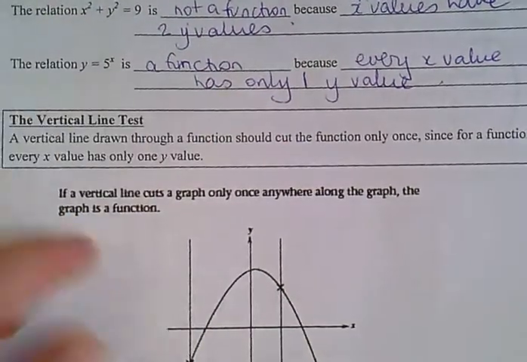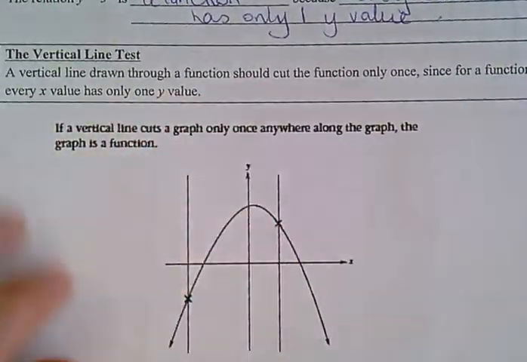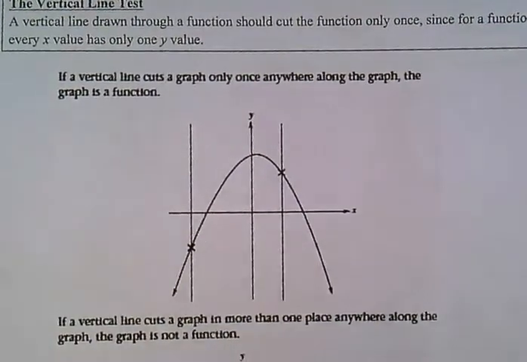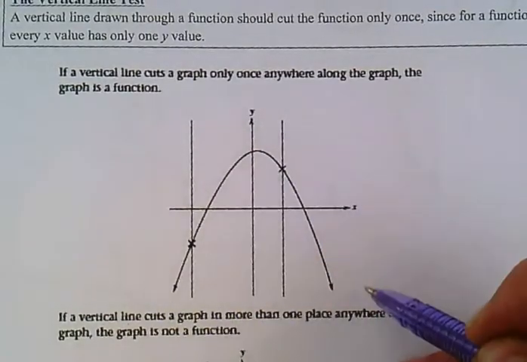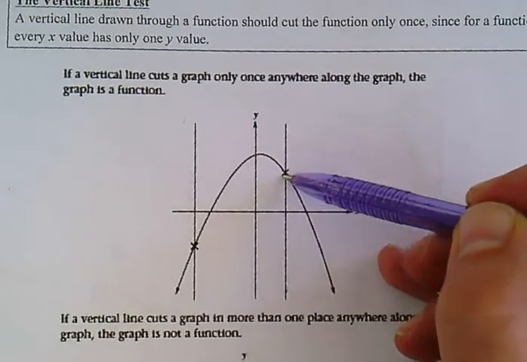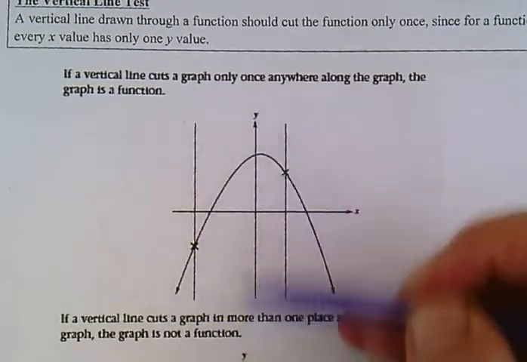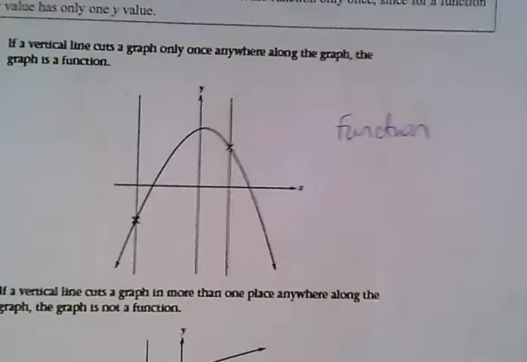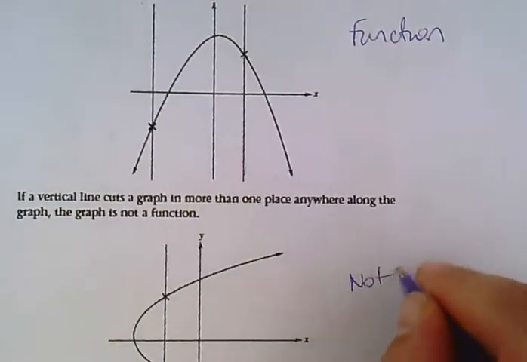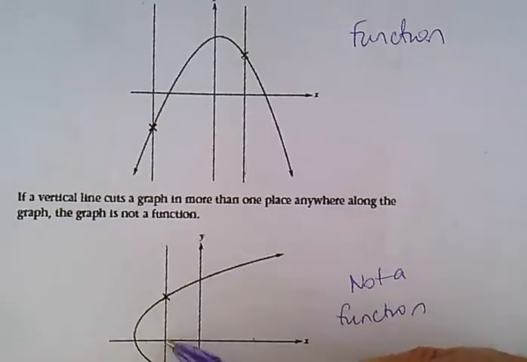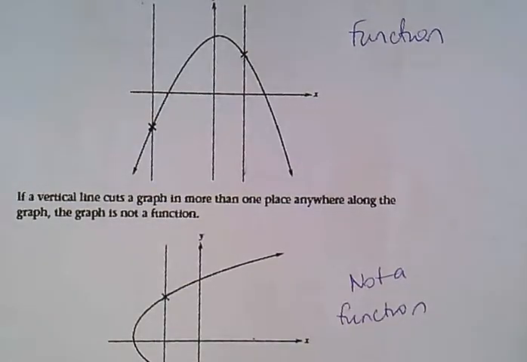So instead of saying all this, the vertical line test drawn through a function should cut a function only once, since for a function, every x value has only one y value. Here is a concave down parabola. I keep drawing vertical lines, and this vertical line only cuts the function at this cross. This vertical line only cuts it there. So this is a function. This one, this relation, they're both relations, but this is not a function. Because we can see for this x value here, you've got two y values. For this x value, I've got two y values. Do you see? Yeah? All right, let's keep going.